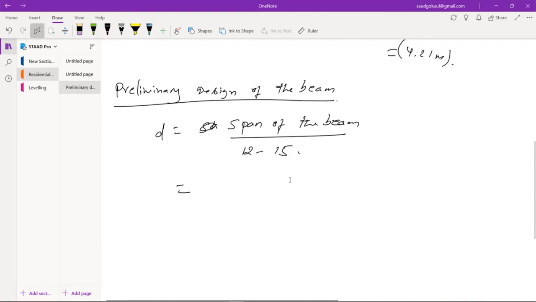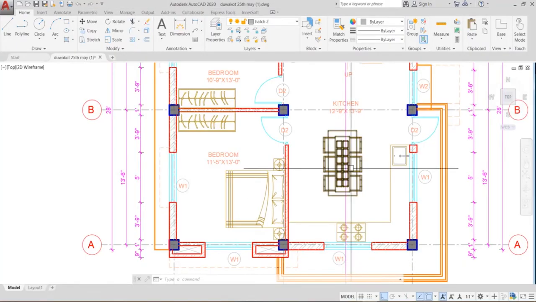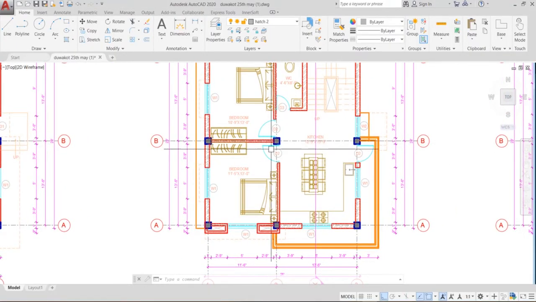In this condition, which beam should you take? You should take the longest beam. Here in the AutoCAD drawing, you can see that these two beams are the longest beams here. Why do we take the longest beam, or why did we take the biggest slab? It is because if a certain slab size or beam size satisfies these larger beams, then that size will also satisfy the smaller beams. That is why we take the largest one.